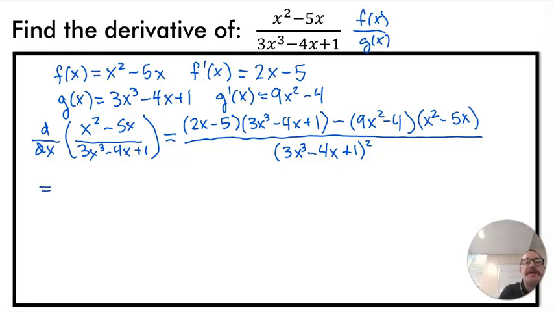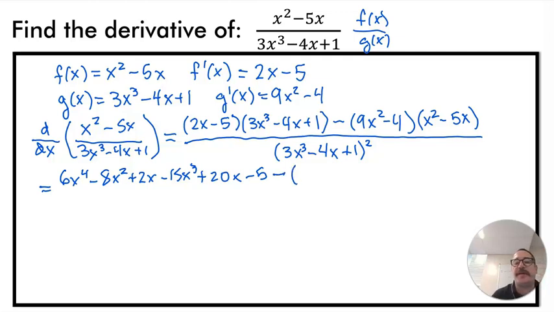We're going to give ourselves enough space here. All right, so the first part, the 2x minus 5 times 3x cubed minus 4x plus 1. That would be 6x to the 4th minus 8x squared plus 2x minus 15x cubed plus 20x minus 5. So that's our first part. And then I'm just going to leave the minus sign on the outside, and we're going to figure out what that product is first. And be really, really cautious with that.